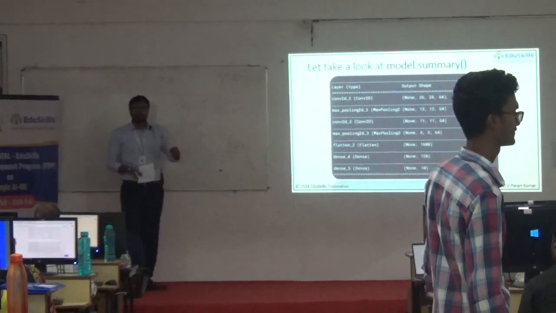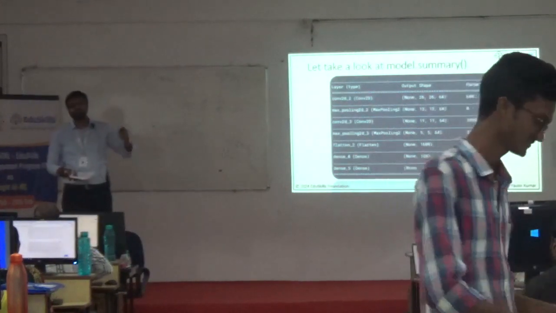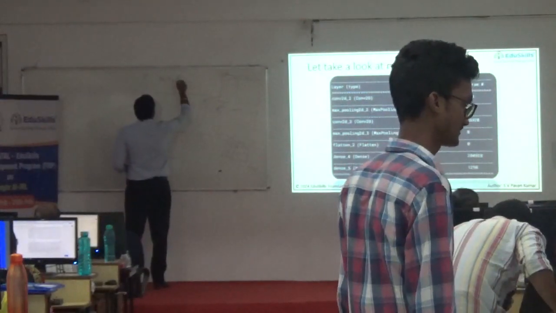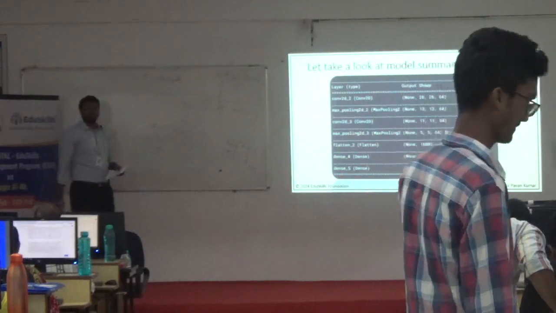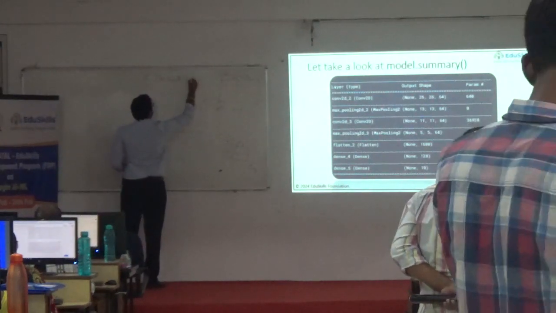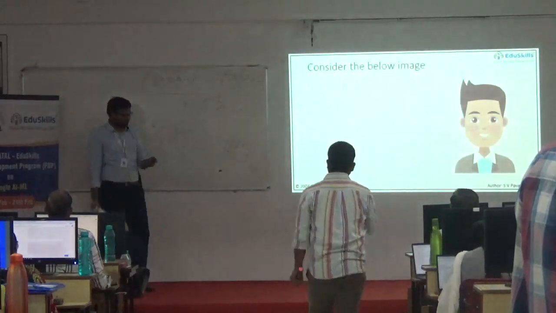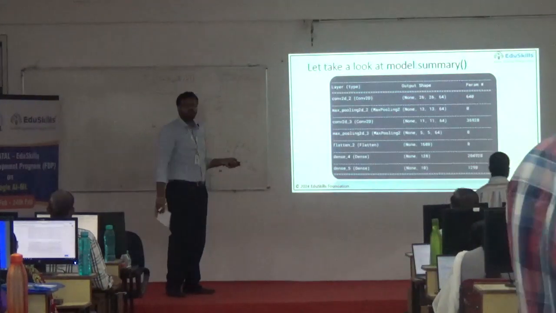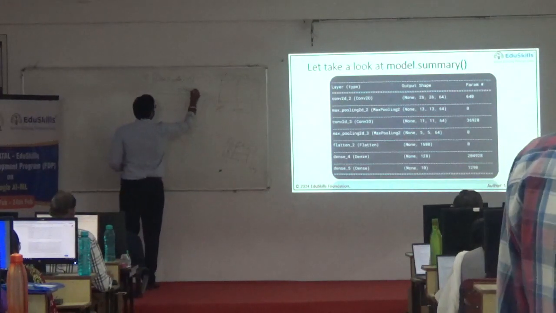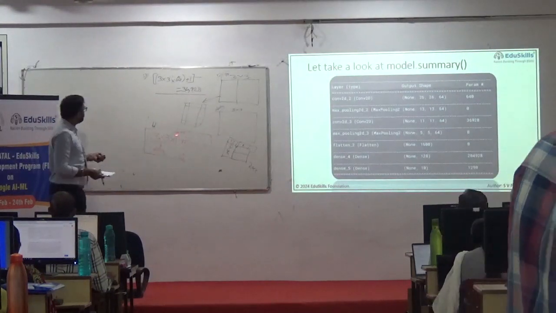Now I give you the hint: from layer 1, 64 outputs are coming as inputs to layer 2. So what should I write? 3 into 3 into 64, plus 1. Now you try to figure it out. Are you getting the answer? That is 36,928. This number, are you getting it, everyone? Please check. This is the layer 2 formula.